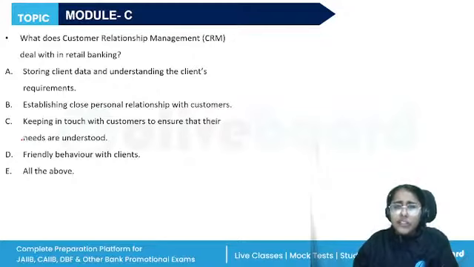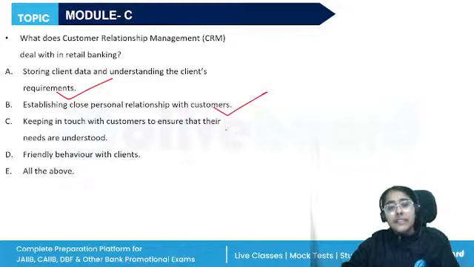These are very simple questions, right? So we will see this as a revision of the whole chapter. What does the customer relationship management deal with in retail banking? Storing the client data and understanding the client's requirements. Yes, establishing close personal relationship with the customer on a dynamic basis. Updated needs and requirements should be known by the bank.